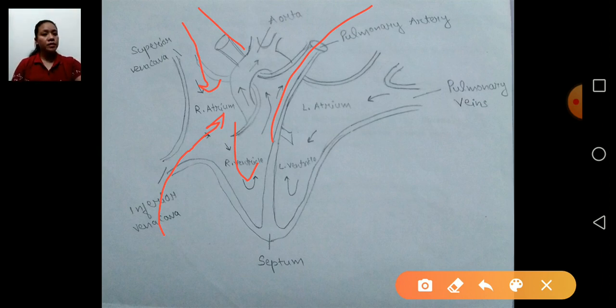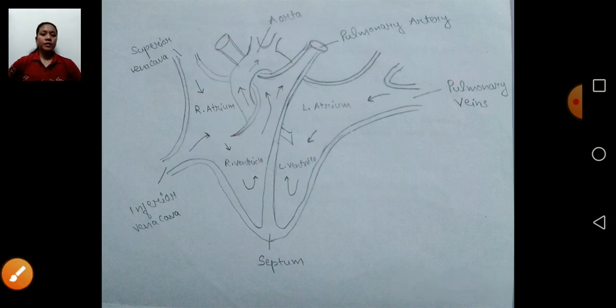From the lungs the purified blood comes through the pulmonary veins. In the lungs, carbon dioxide is diffused from the blood and oxygen is diffused into the blood. The oxygen rich blood comes to the heart through the pulmonary veins to the left atrium, from the left atrium to the left ventricle, and through the aorta it goes to the body.